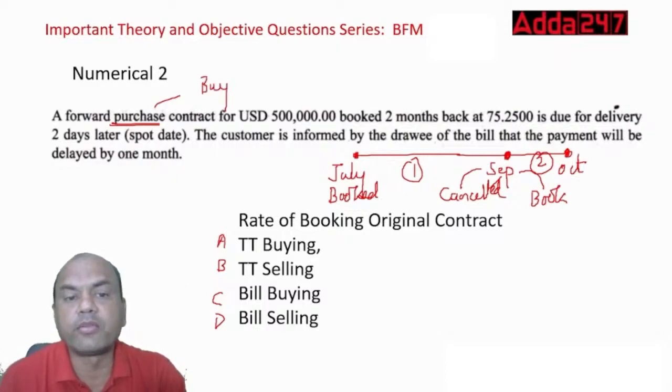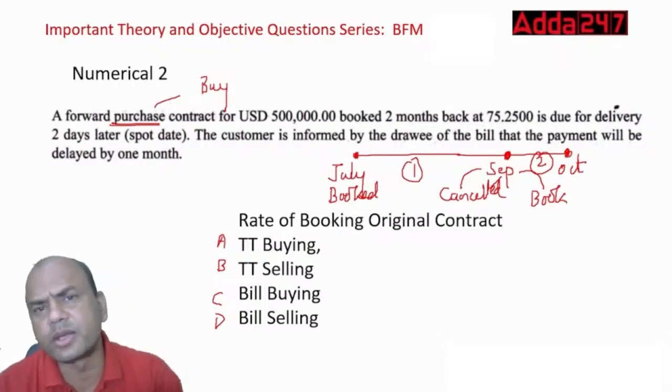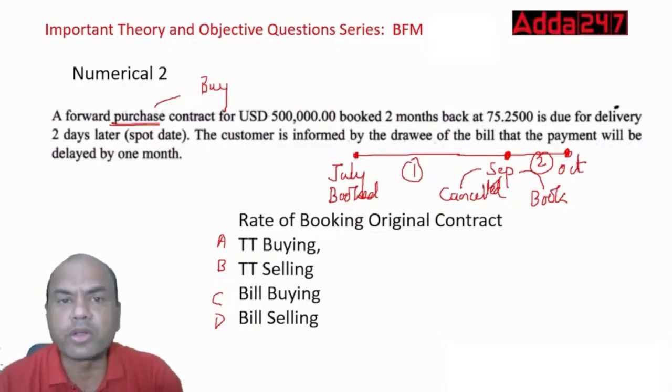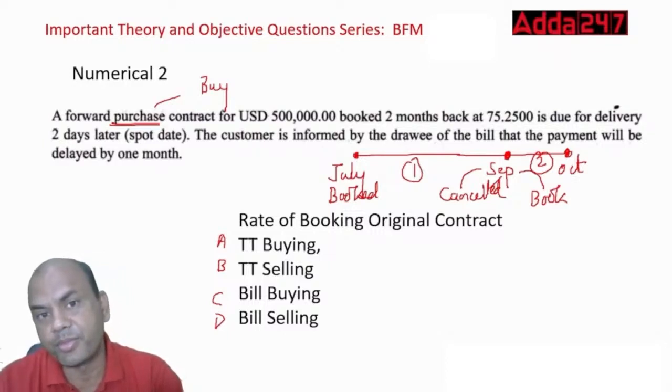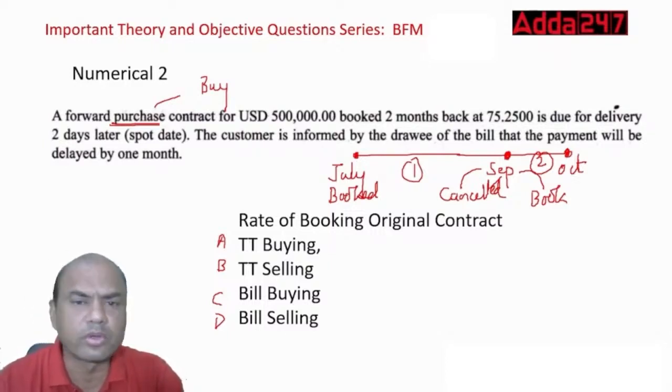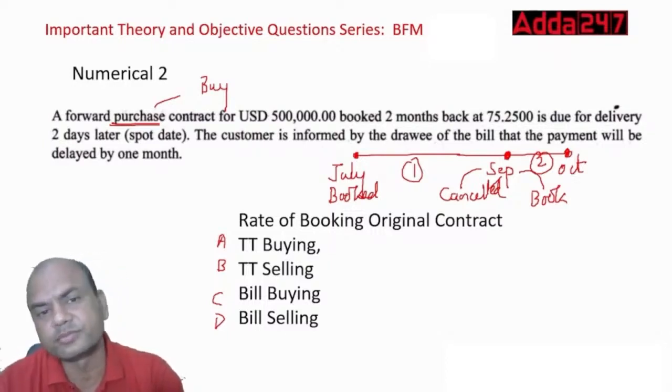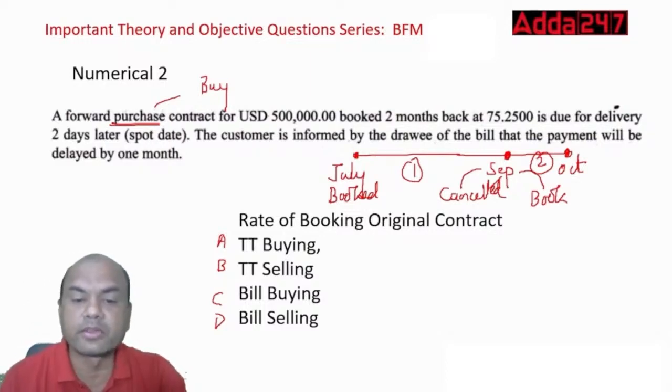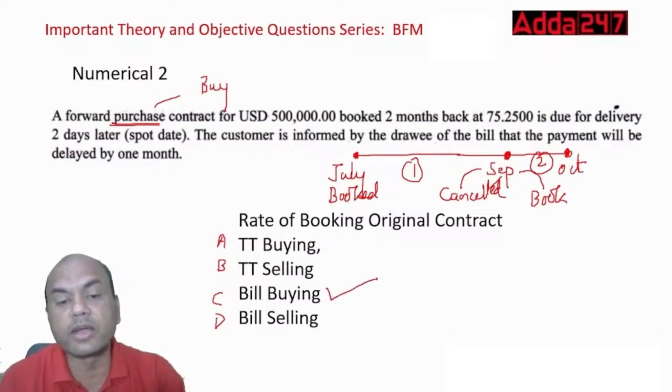So if it is buy, then what? Now the answer is only two. Two are remaining. Either TT buying or bill buying. So which one? Just now I told you in the first numerical. Whenever you are booking a forward contract, you will always use which rate? Bill rate or TT rate? Just go to that part of the video again. You will be taking bill rate. So the answer will be bill buying. So the original contract was booked at bill buying rate. Remember this. This bill buying rate is 75.25.